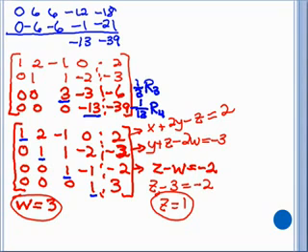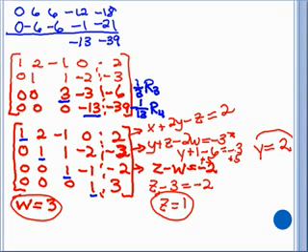So now let's plug W and Z into this equation right here, and we get Y plus 1 minus 6 equals negative 3. So Y is going to equal negative 5. So we're going to have to add 5 to both sides. So 5 minus 3, Y should be 2.